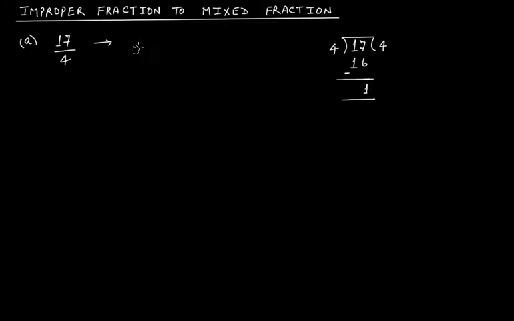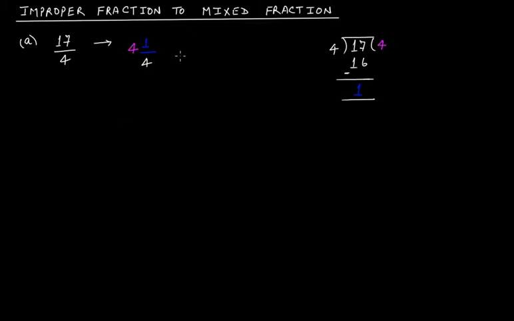Let me take with colors. So this is a quotient 4 and this is a remainder 1. First write this quotient, that is 4, then this remainder, that is 1, and then this divisor, that is 4.